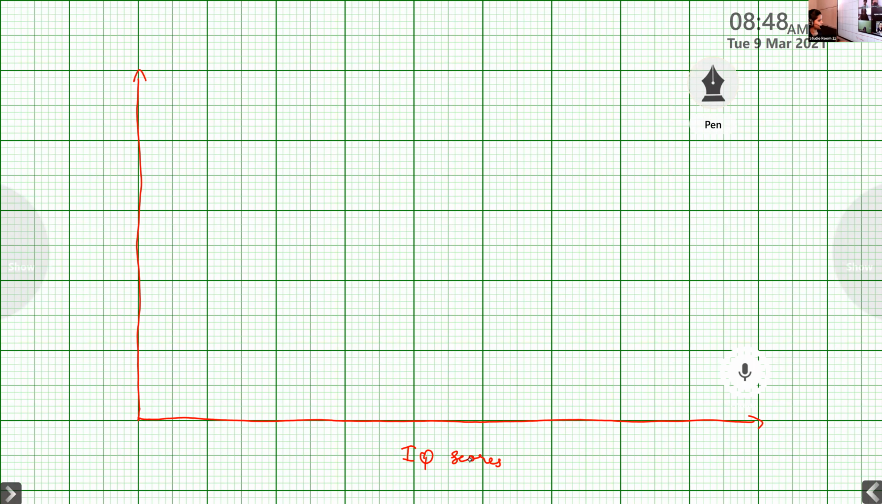So what you have to do is, just like the way I've drawn on the board, draw one x-axis and one y-axis. On the x-axis, write IQ scores. On the y-axis, we'll write number of persons or number of people. Just draw in your book number of persons. This is going this side, this is going this side. And what value is here, at the meeting point of x and y? 0.